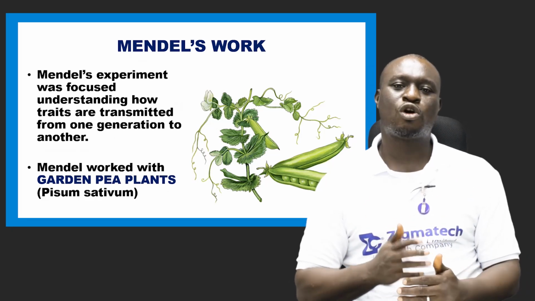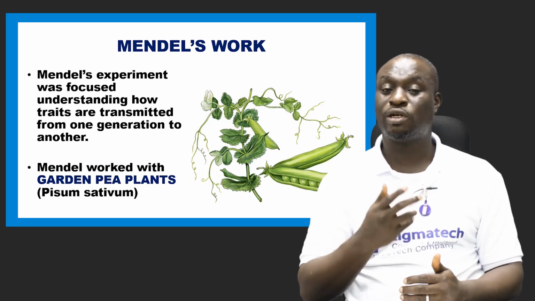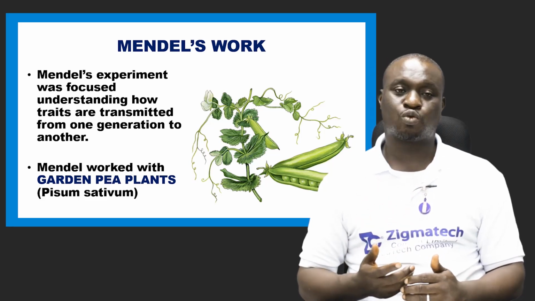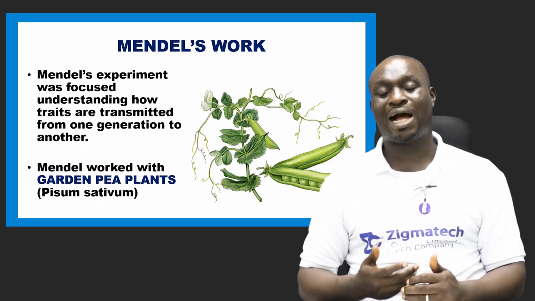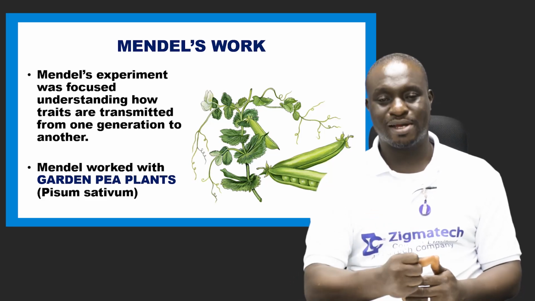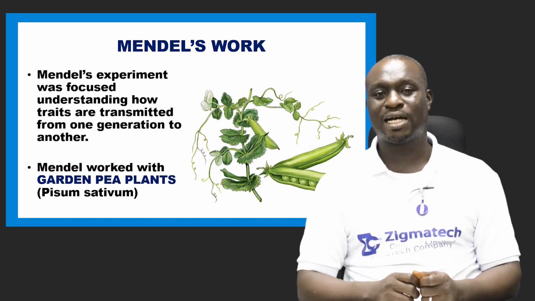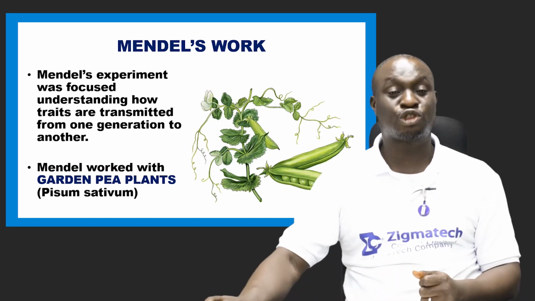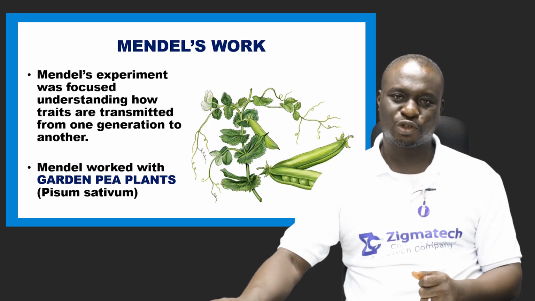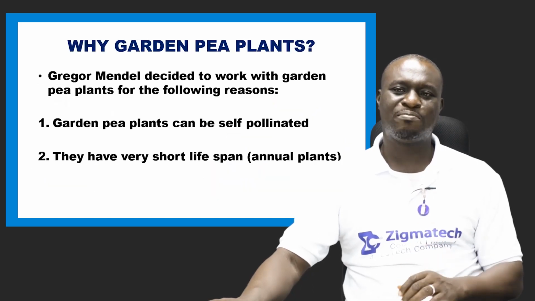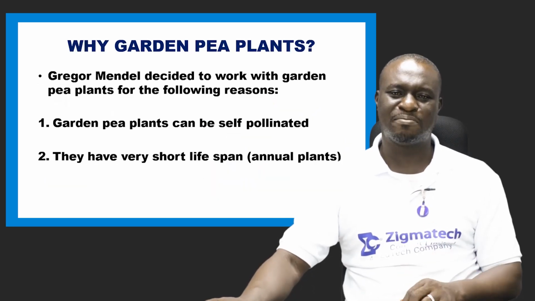Now, what Mendel worked with was not humans, it wasn't even animals, but actually the first thing he worked with was garden pea plants. The botanical name for garden pea plant is Pisum sativum. Now, why garden pea plants? Why did he make use of garden pea plants?